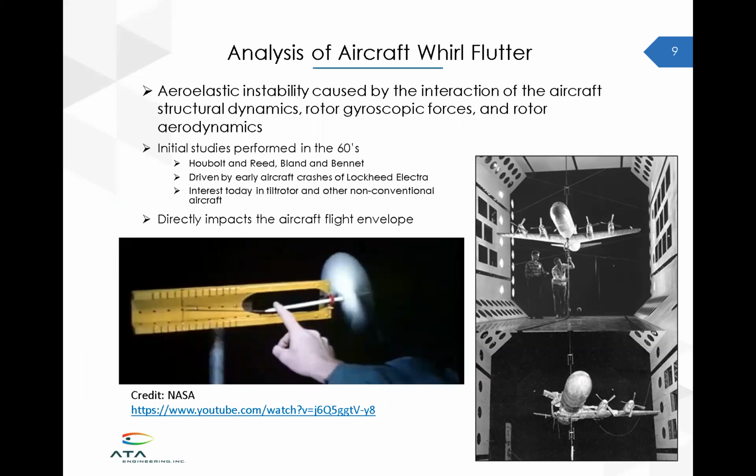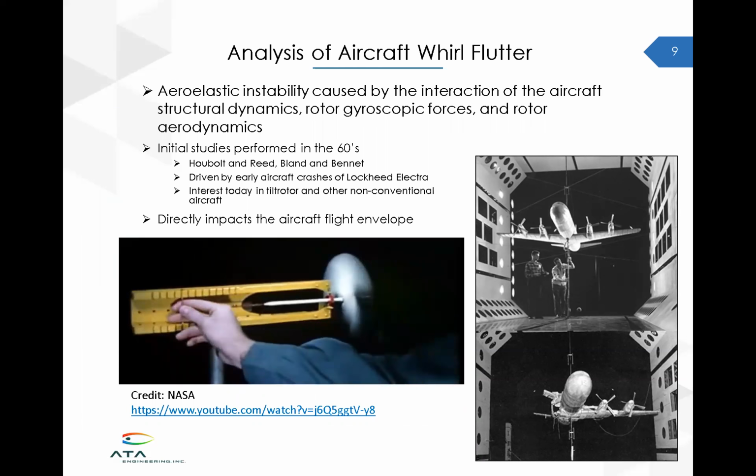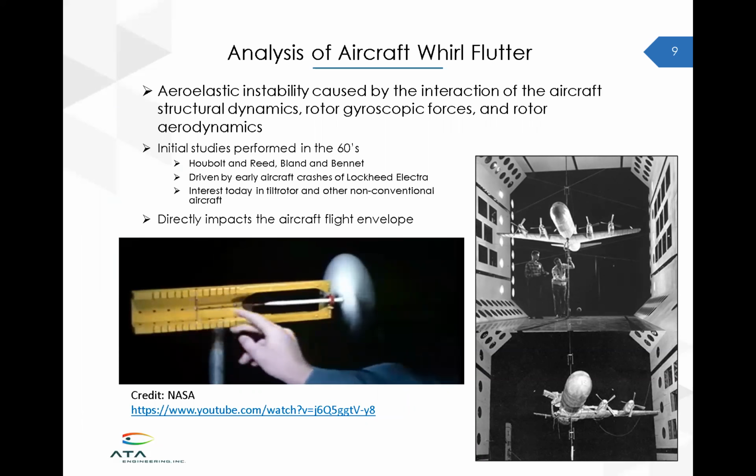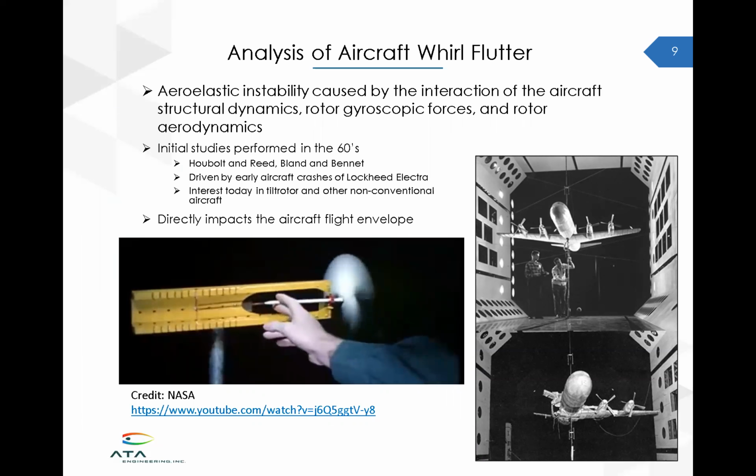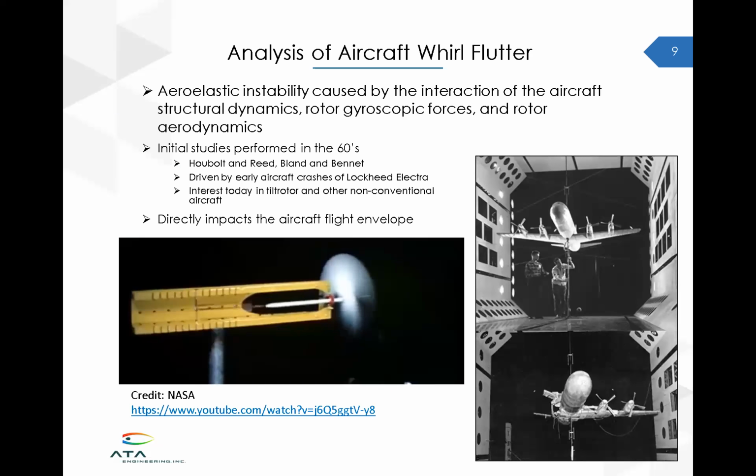Initial studies were performed in the 60s by a number of different people, and these were driven by some incidents with the Lockheed Electra aircraft. On the right, you can see a mock-up of that aircraft before the test and after the test with a wing missing. And on the left movie, you can see when whirl flutter happens. There's a rubber band attached to this rotor that's in an airflow wind tunnel, and it's stable in this case.